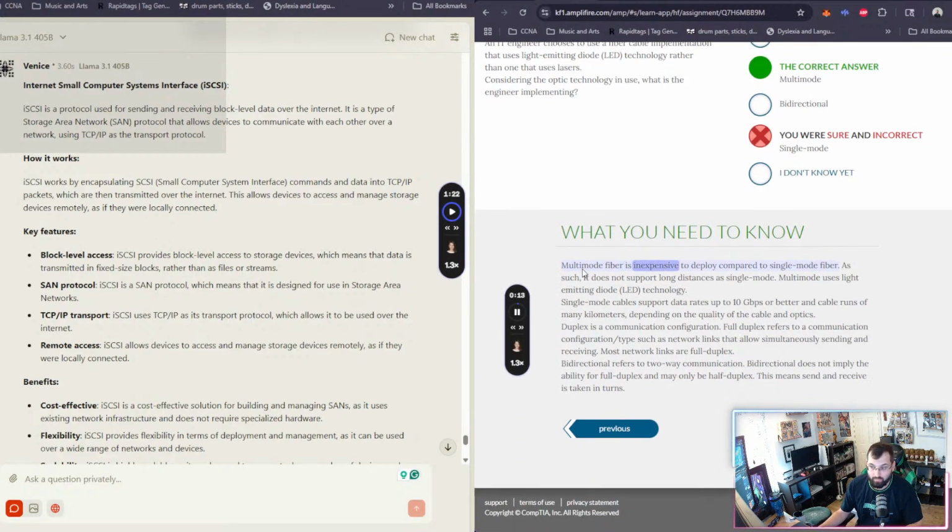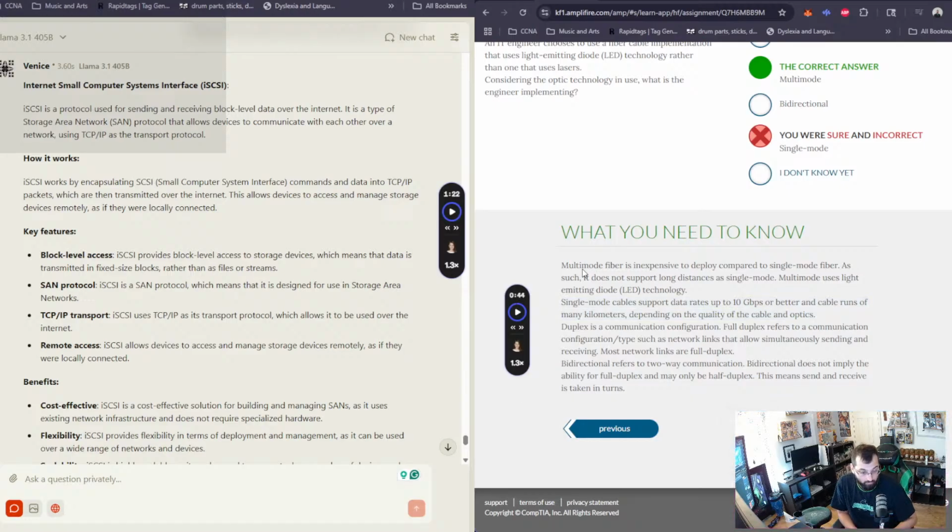Multi-mode fiber is inexpensive to deploy compared to single-mode fiber. As such, it does not support long distances as single-mode. Multi-mode uses light-emitting diode LED technology. Single-mode cables support data rates up to 10 Gbps or better and cable runs of many kilometers, depending on the quality of the cable and optics.